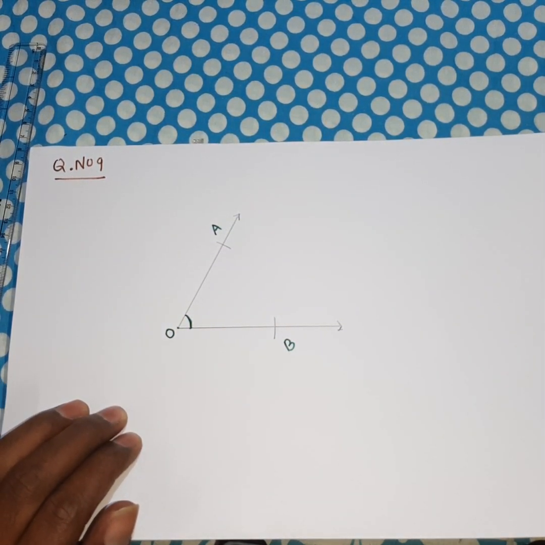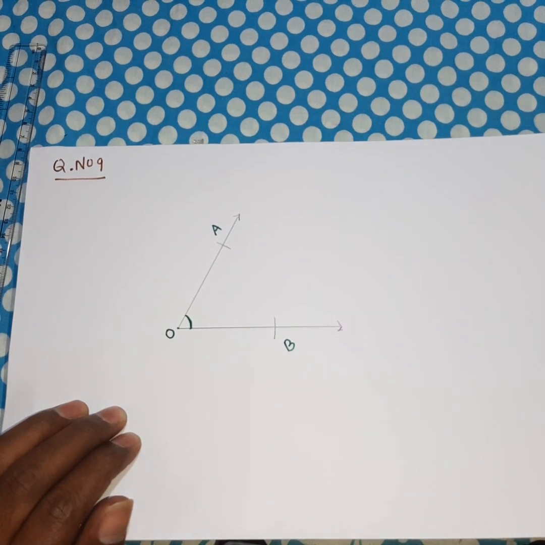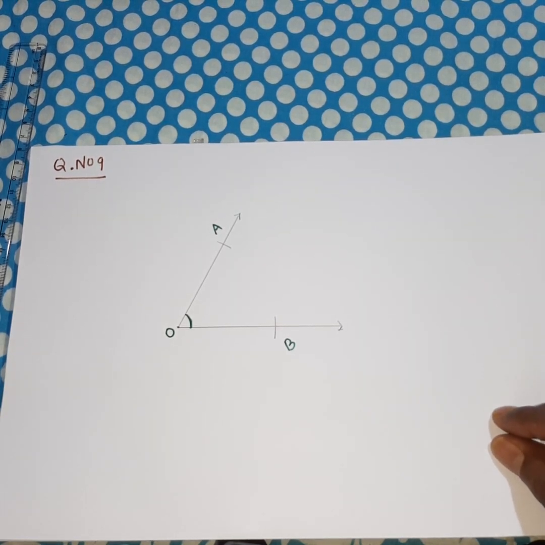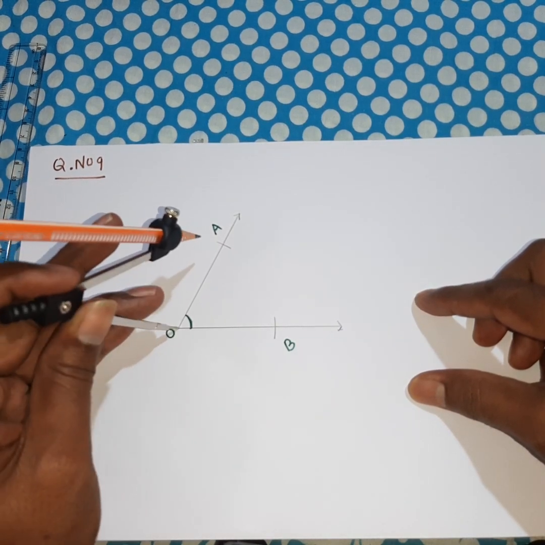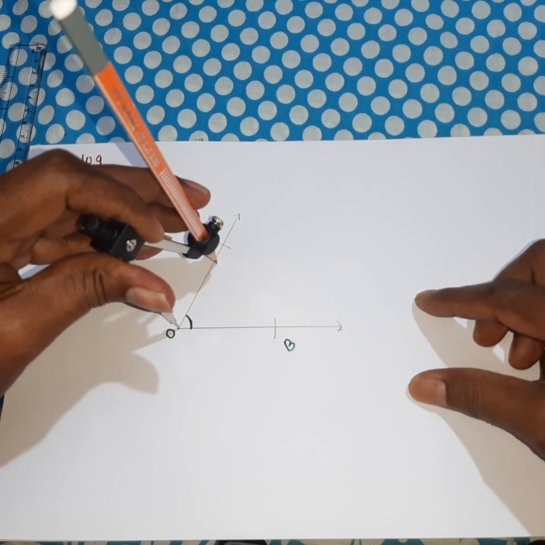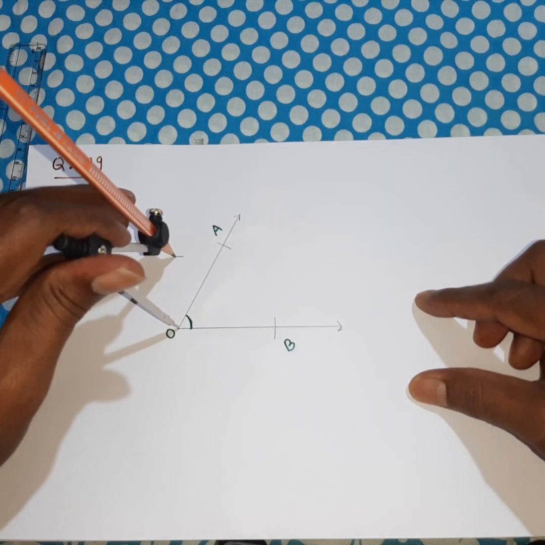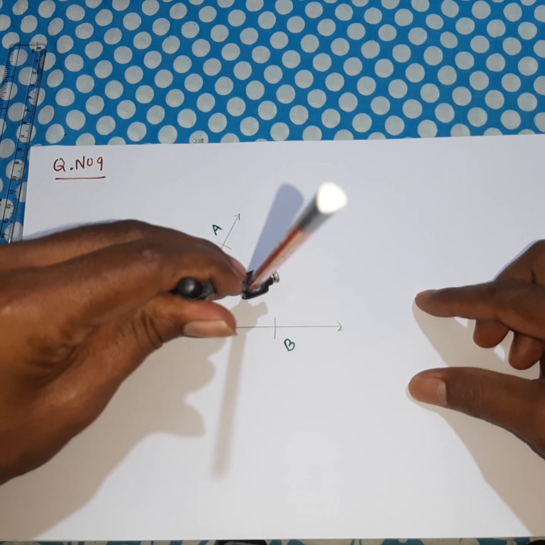Right, children? Now we need to construct the perpendicular bisectors of OA and OB. How to construct a perpendicular bisector? Take more than half of the length of OA and draw two arcs. See this here, I am taking center as O. This is more than half of the length. Draw one arc on the left hand side and one inside the angle.